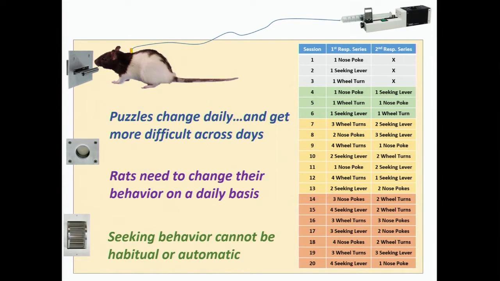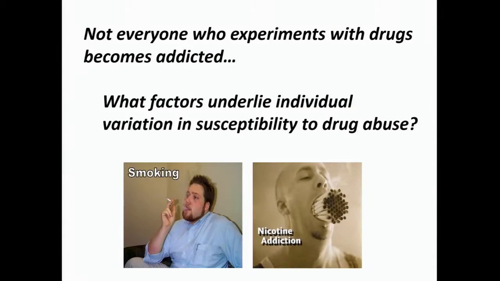Okay, so there's one more side story to this that I want to talk about before I get into what rats are actually doing, what their behavior looks like. And that is that not everyone who experiments with drugs actually becomes addicted. Not everyone transitions from casual drug use once in a while to becoming an addict. And so we're also interested in what factors underlie this susceptibility to drug abuse. And that's important because we're going to divide the rats up into how addicted they look. So our goal is to look at individual variation in this addiction-like behavior.